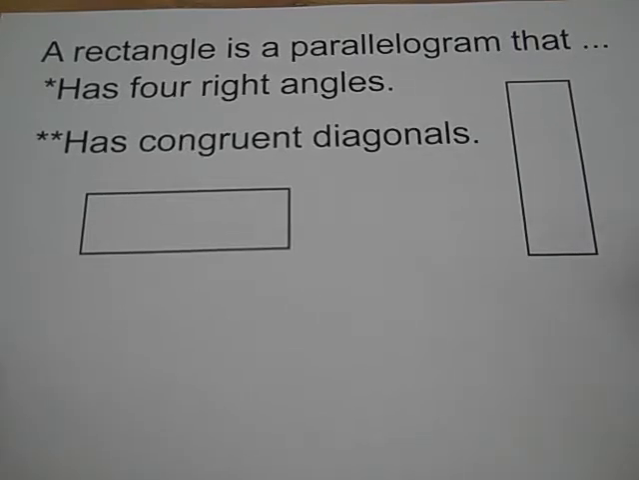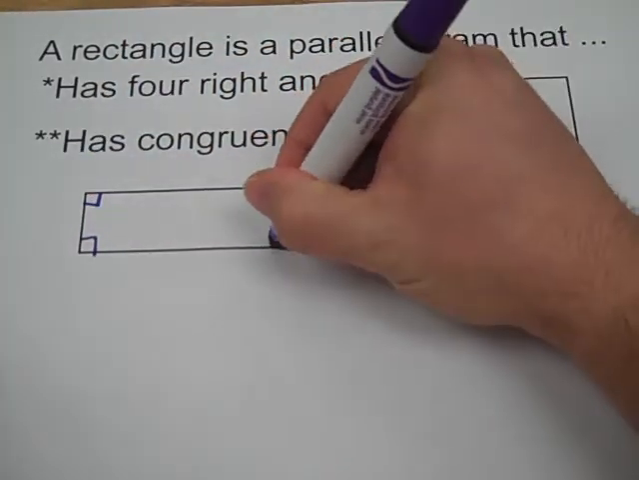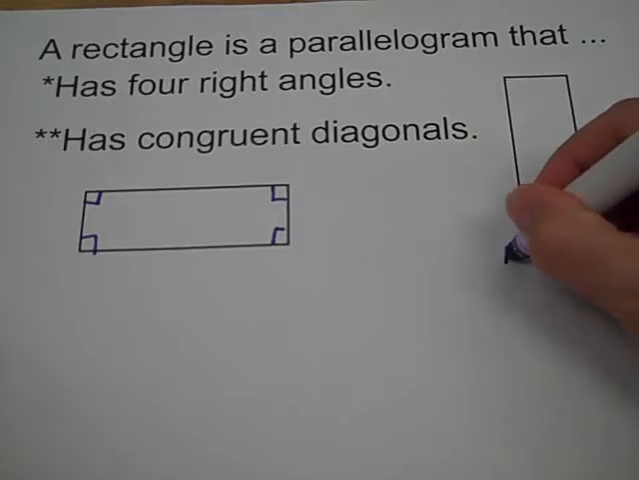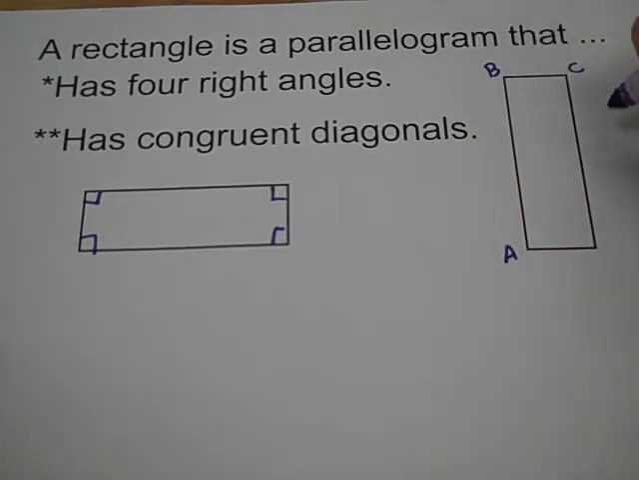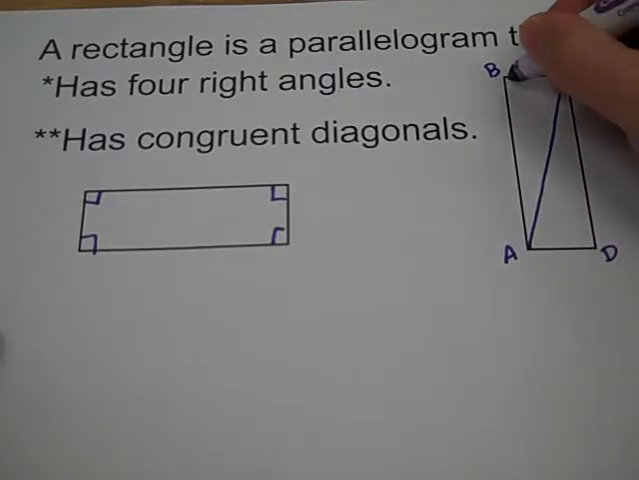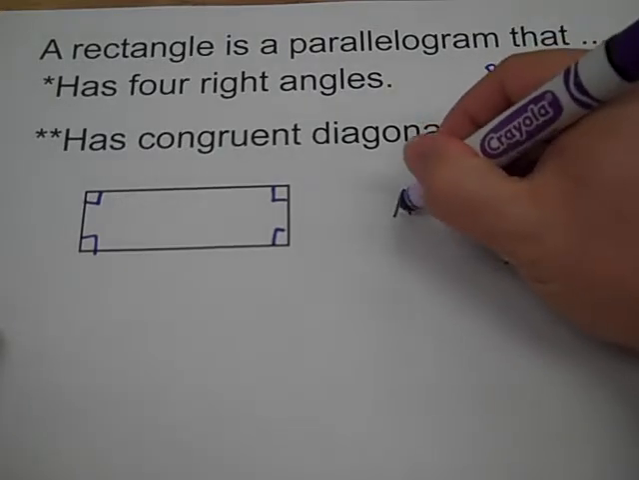First thing is that it has 4 right angles, so all 4 angles in a rectangle, as you probably already know, have 90 degrees, so they're all right angles. The other thing a rectangle has that makes it unique is that its diagonals are congruent. So if I label this rectangle A, B, C, D, then diagonal AC and diagonal BD are congruent to each other, so I'll write that.